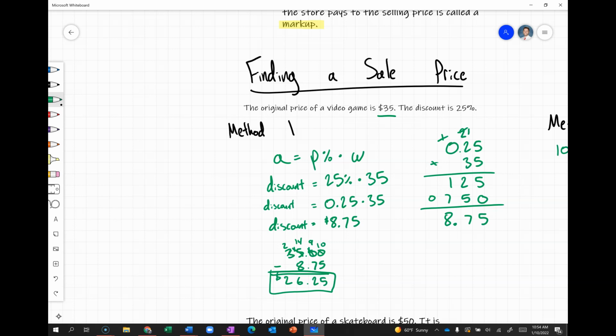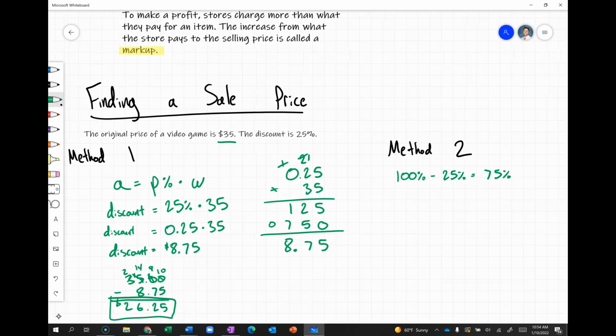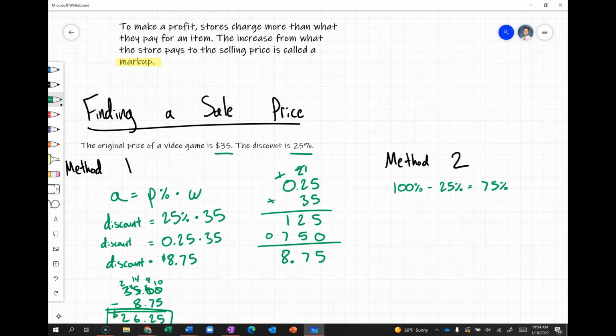Now another method, and I think this one's a little bit easier, is just to look at that discount. So we're getting a 25% discount. Normally the whole price would be 100% of the price. And so if I'm getting 25% off, then I just subtract 25% from 100%, and that means I'm paying 75% of the original price. So now I'm just finding 75% of $35.